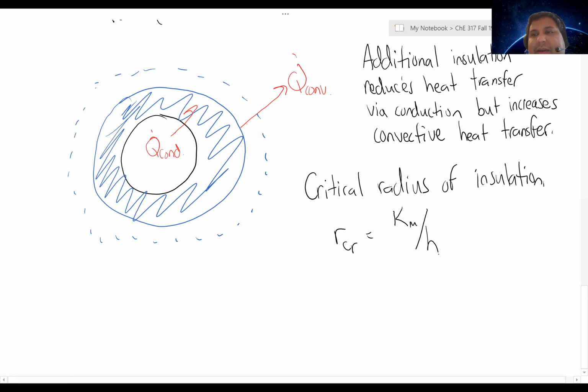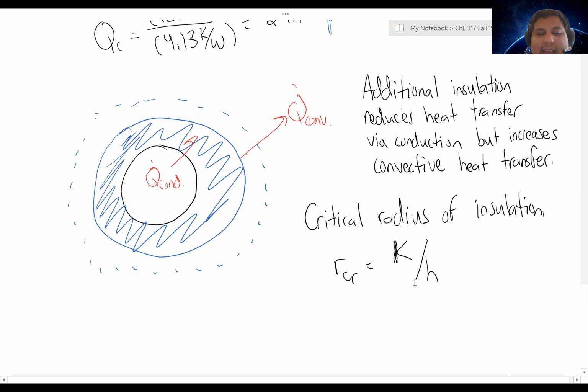So you're looking at a comparison between, I shouldn't say K sub m, we haven't used that ever. It's a comparison between the conduction through the material as well as the convection that occurs on the outside. This is an important thing to note.